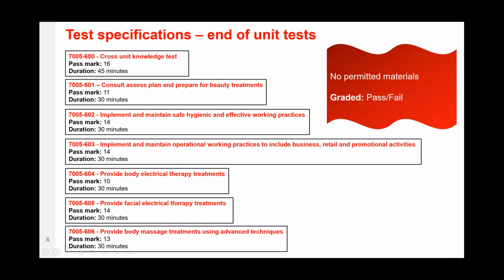So unit 604, which is provide body electrical therapy, the pass mark is 10, and the duration is 30 minutes. The facial electrical therapy treatments is 14 marks, 30 minutes. And the body massage treatments for the advanced techniques is 13 marks, and it's 30 minutes.